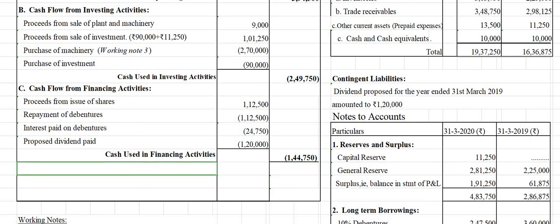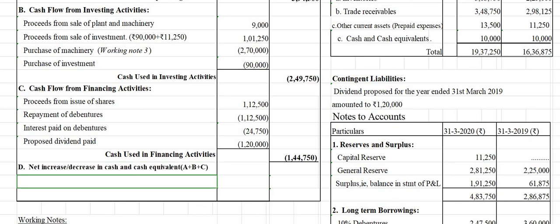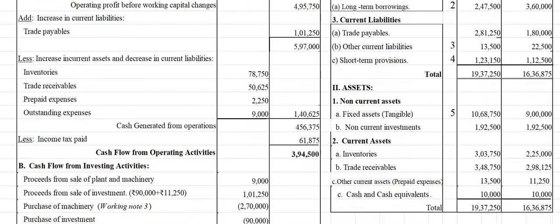So what we will do now, we will add all three items. What is that? That is the net increase or decrease in cash and cash equivalent. That is the total of all the three, that means A, B and C: cash flow from operating activities, cash flow from investing activities and cash flow from financing activities. Let us total that.